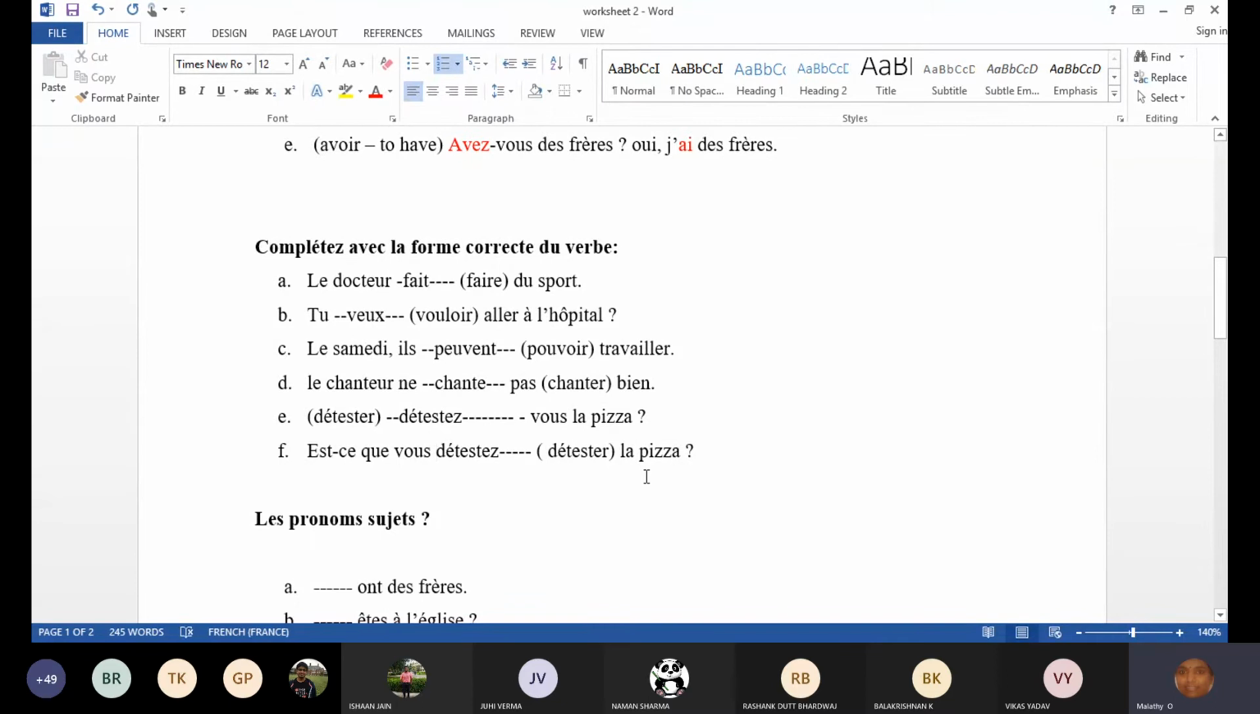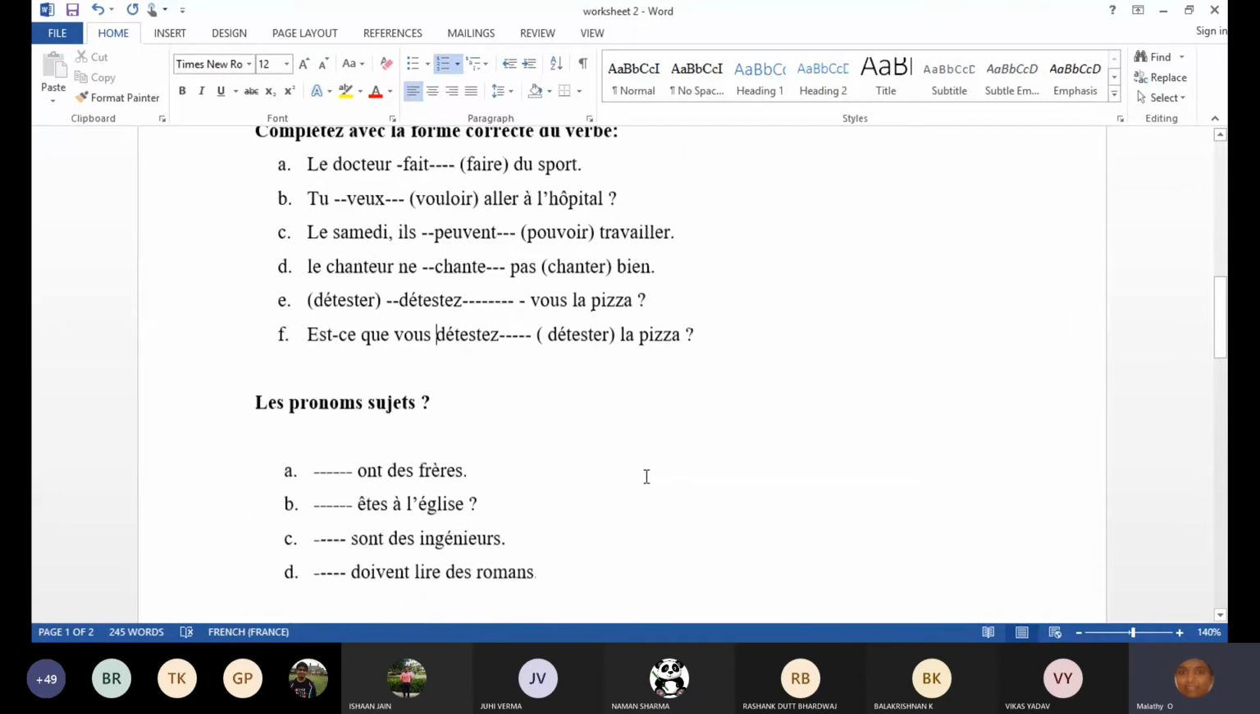Okay. So next we'll see another type of exercise. Here you can see it's like pronouns usually. You have to find the subject. In the previous exercise, the subject was all given. You had to write the correct verb form. Here the verbs are given. You have to find the subject. The other way around.